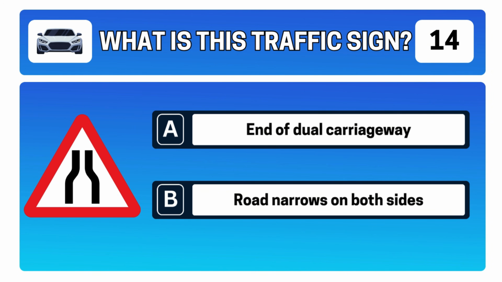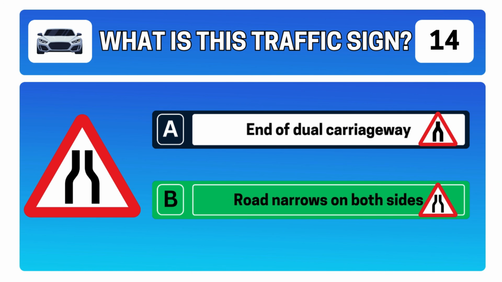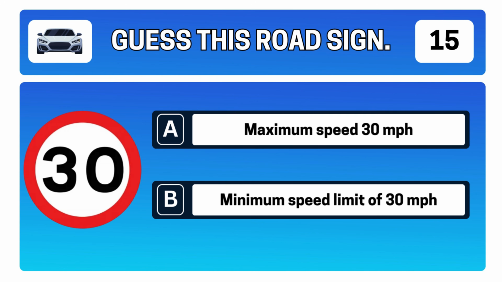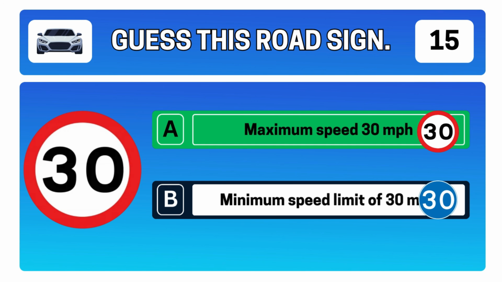What is this traffic sign? A. End of dual carriageway. B. Road narrows on both sides. Exactly. It is the road narrows on both sides sign. Guess this road sign. A. Maximum speed 30 miles per hour. B. Minimum speed limit of 30 miles per hour. Right. It is the maximum speed 30 miles per hour sign.